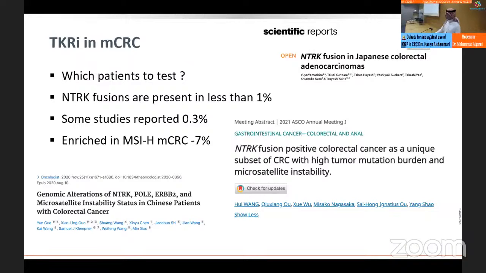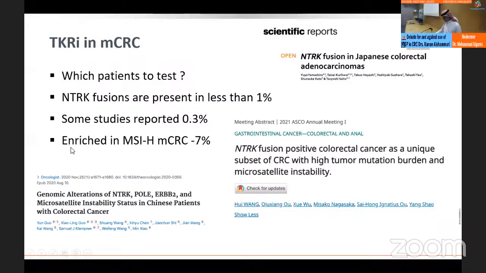Who should we test for NTRK fusions in colorectal cancer? I've taken 3 publications. All of them are probably a year or a couple of years old. So NTRK fusions are present in less than 1% in all colorectal cancer patients. Some studies, in fact, report 0.3%. So 3 out of 1,000 patients being tested are going to be positive. So they are quite infrequent.